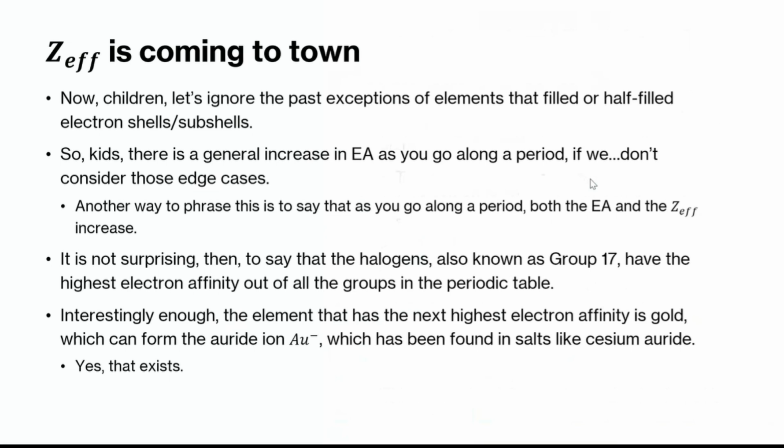And interestingly enough, the element that has the next highest electron affinity other than those halogens is gold, which can form the auride ion, Au-, and it can be found in salts such as cesium auride. I kid you not, that actually exists.